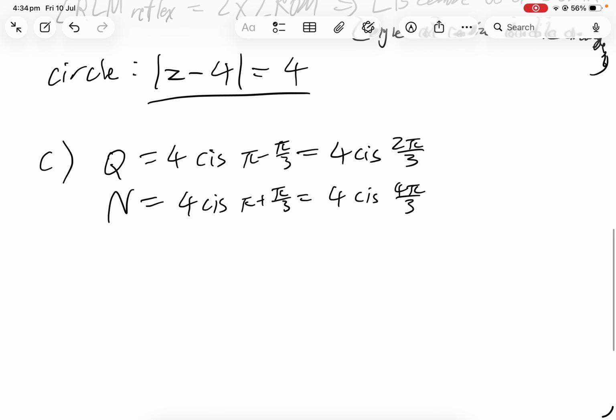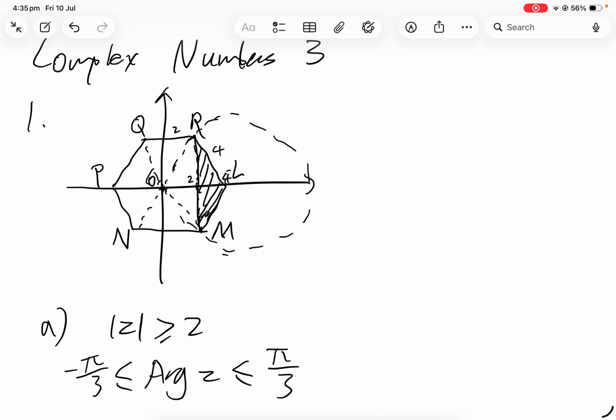Yep, and then for part D, it says the hexagon rotated clockwise about the origin by 45 degrees. Express in the form r cis theta the complex numbers corresponding to the new position of N and Q. Okay, so let's do Q first again. Let's just say pi on 45 equals to pi on 4. Making it rotate clockwise that way means that the angle became smaller, because it's calculated from the actual positive x-axis.